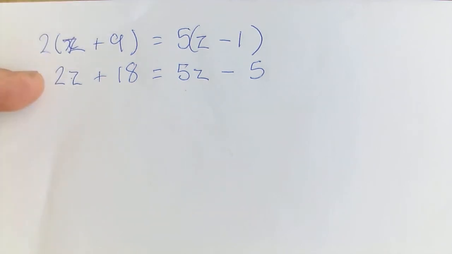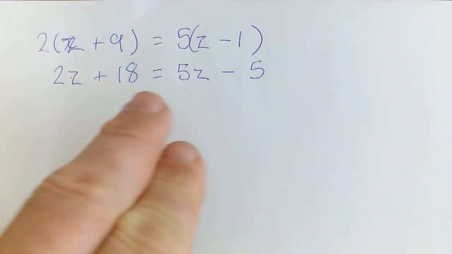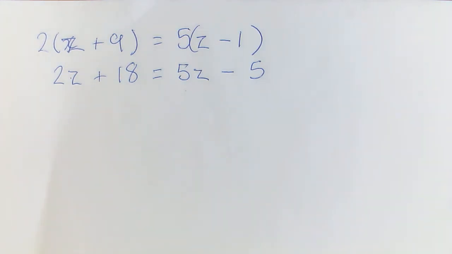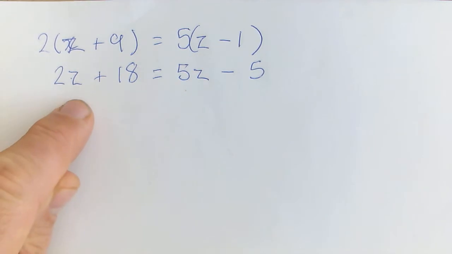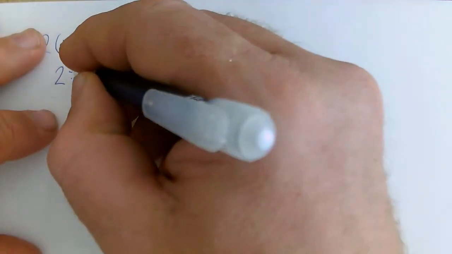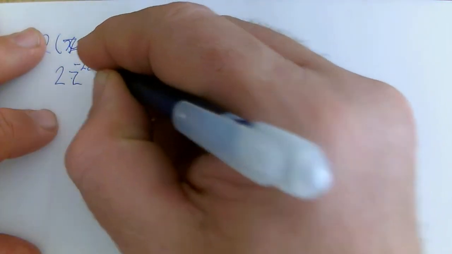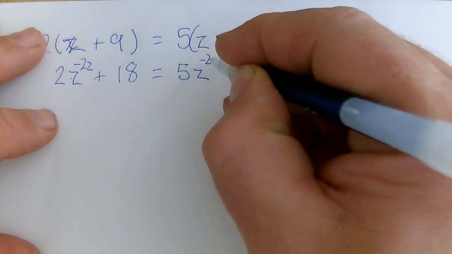Now you've got an equation with an unknown on both sides, and I'm looking at the unknown and I know I've got to get rid of them from one side, so I pick the smallest one. Okay, how do I get rid of 2z? I take 2z away from both sides.